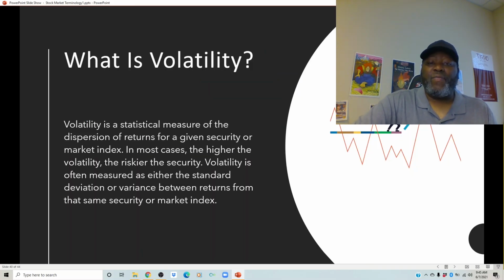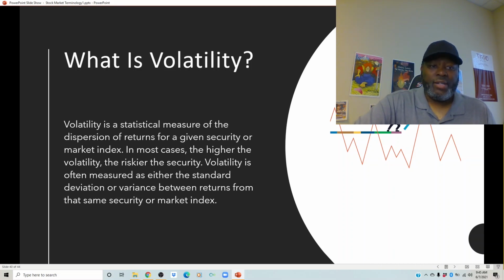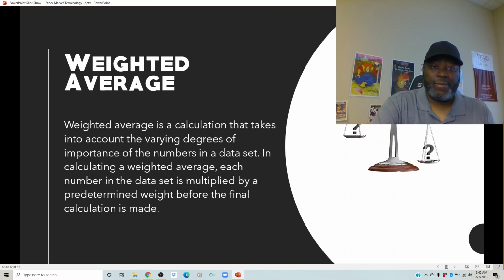All right, what is volatility? And I know you might hear this word from time to time. Volatility is a statistical measure of the dispersion of returns for a given security or market index. In most cases, the higher the volatility, the riskier the security. Volatility is often measured as either the standard deviation or variance between returns from the same security or market index.